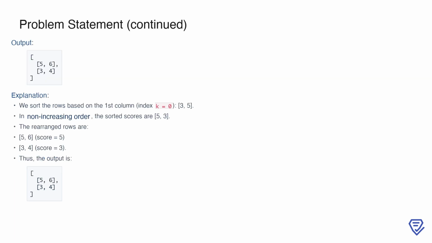In another example, consider the input score array [3, 4], [5, 6], and k equals 0. Here, k equals 0 means we are sorting based on the first column. The values in this column are 3 and 5. When sorted in non-increasing order, we get 5 followed by 3. Rearranging the rows accordingly, the row with 5 in the first column is [5, 6], and the row with 3 is [3, 4]. Therefore, the output is [5, 6], [3, 4].